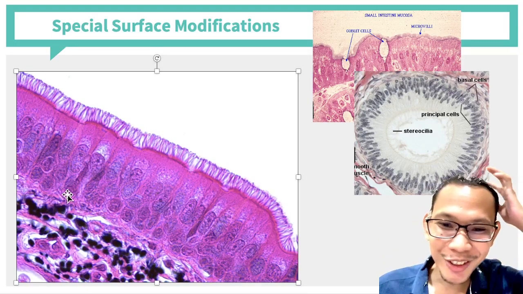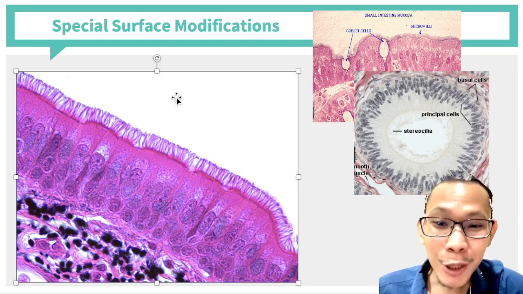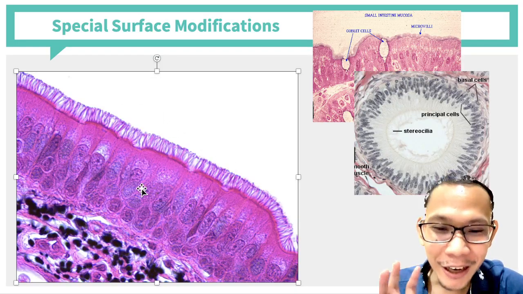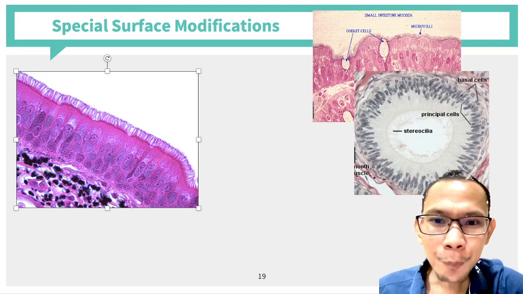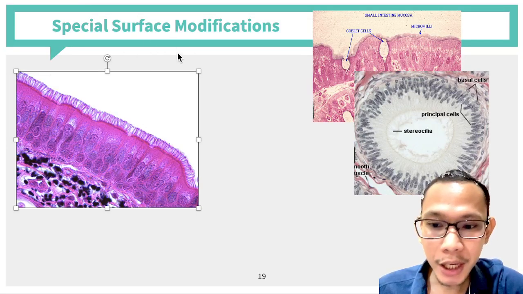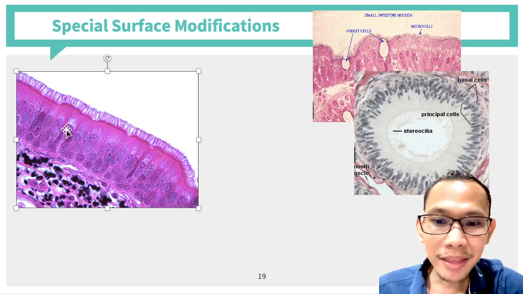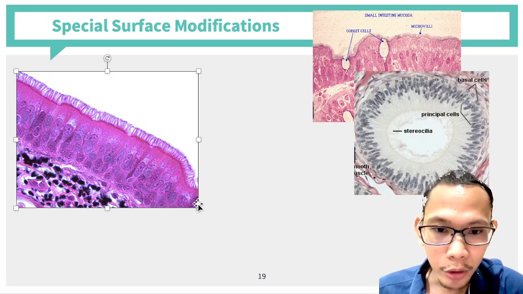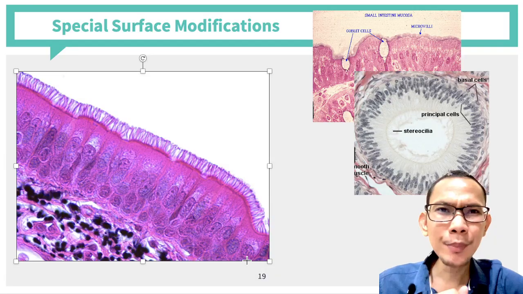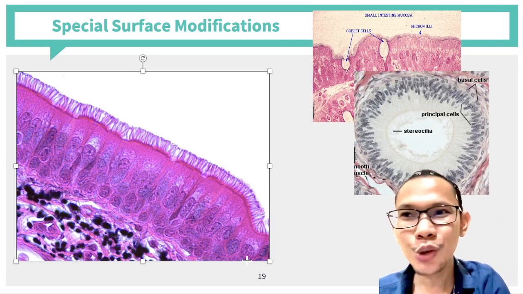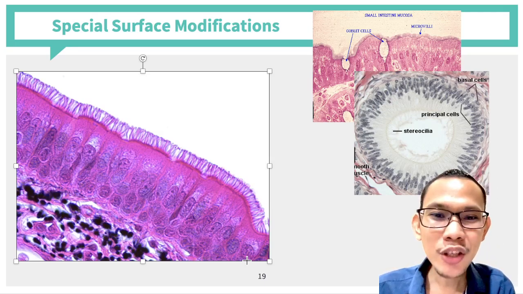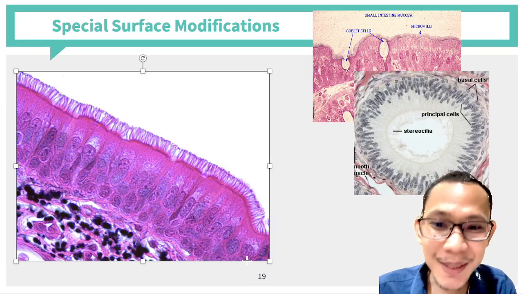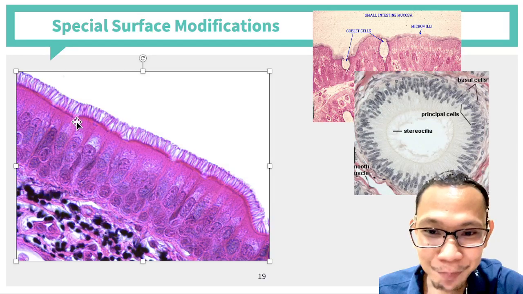At least you can now imagine what we discussed earlier by using a real tissue. Okay? Now, let's talk about the special surface modification. This is actually the epithelial lining of your respiratory system, specifically your respiratory tract. So again, respiratory system. Remember, what is the special surface modification? When I say respiratory system, what special surface modification comes to mind right away? Remember, your cilia. This is now your cilia.